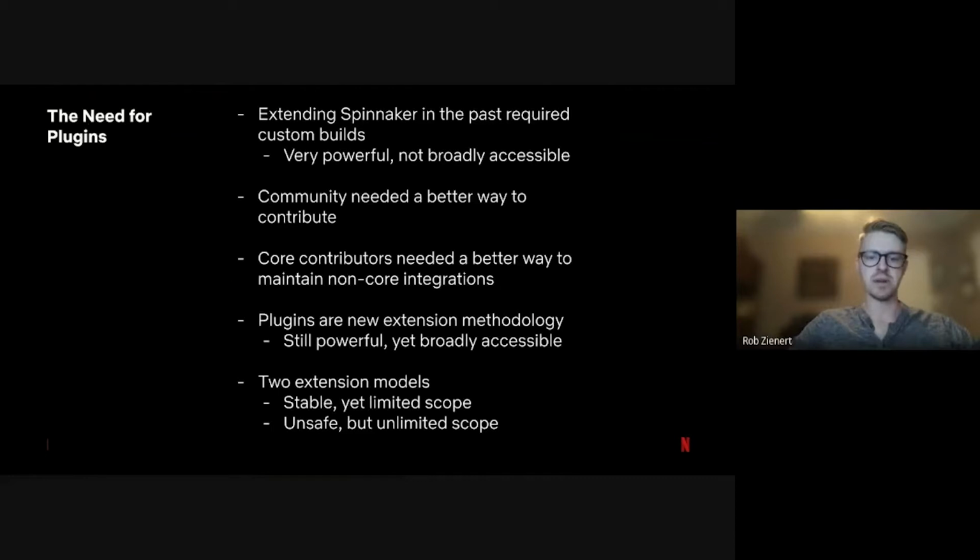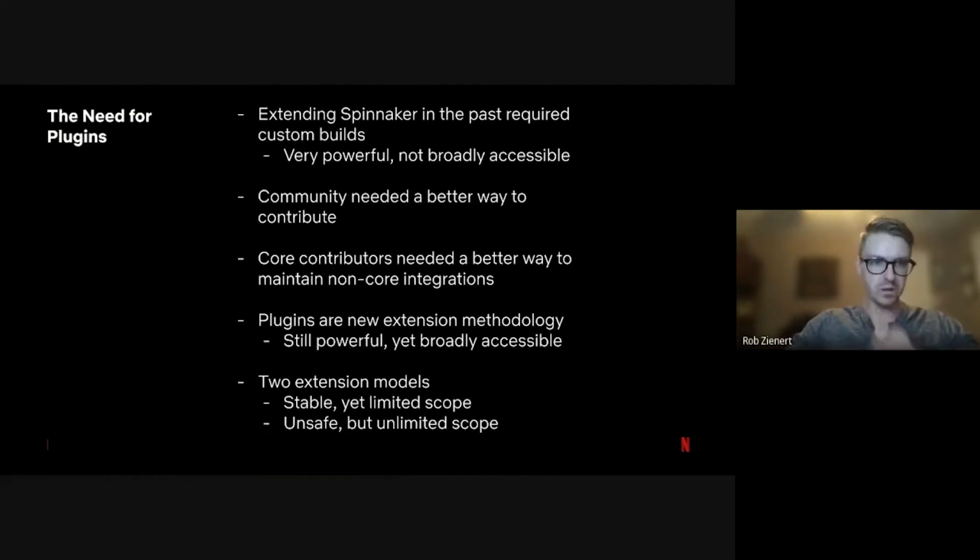The plugins inside of Spinnaker have two different extension models. There's a stable yet limited scope extension model where we develop strongly typed APIs that have been designed for long-term support. And then there's unsafe but unlimited scope extensions where you are developing against the internal APIs of Spinnaker. So you have a whole lot of flexibility. But on the other hand, since you are developing against internal APIs, there's less stability because internal APIs can change at any time, even inside of a patch release, for example. So they have a higher chance to break.